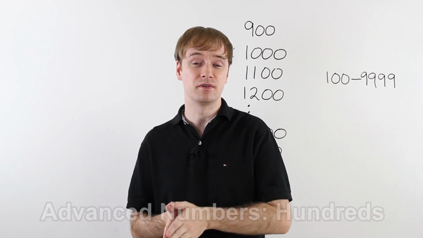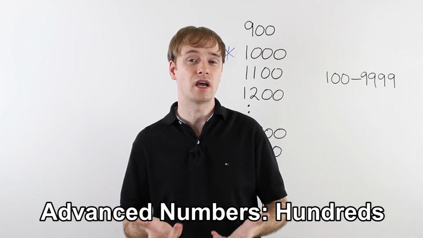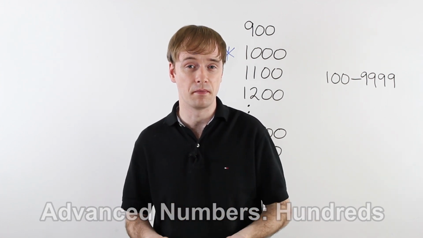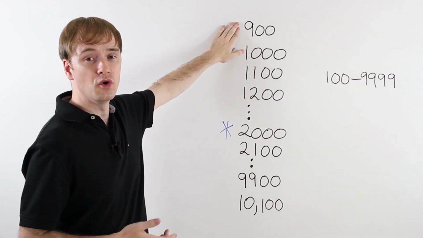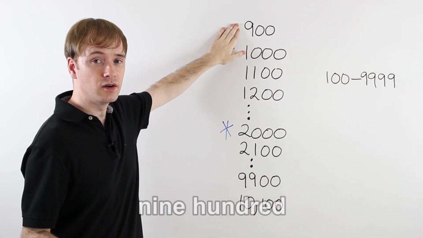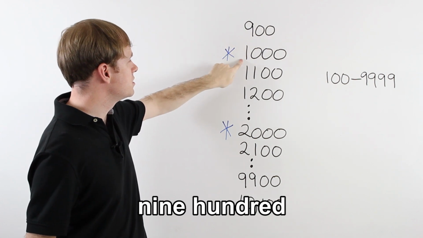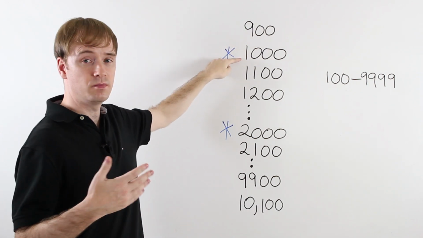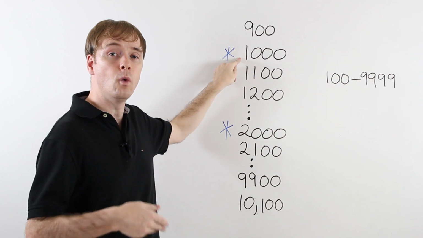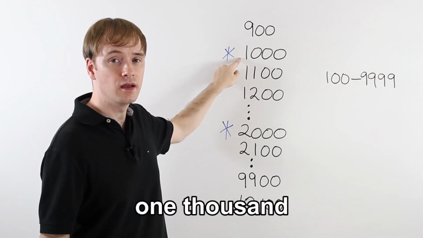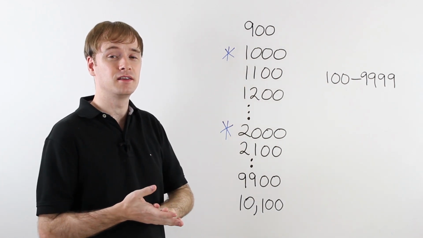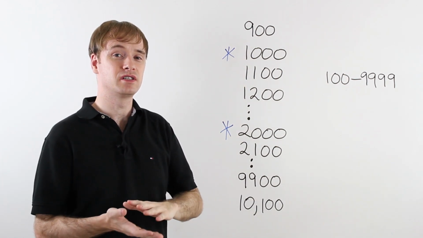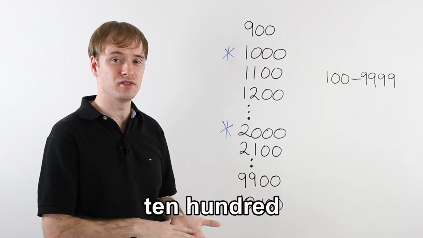Hello everyone, this is an advanced numbers video. I'm going to teach how to express some advanced numbers. Let's take a look. All right, we know this is expressed 900. And let's go to the next one. Now, I taught you before this is expressed 1,000. Okay, now 1,000 is the best way to express it, but it is possible to express it as ten hundred.